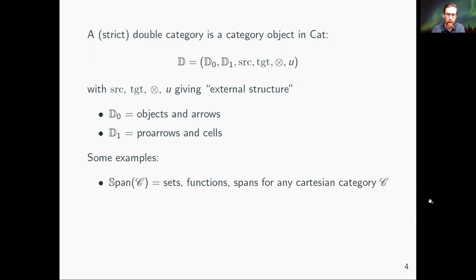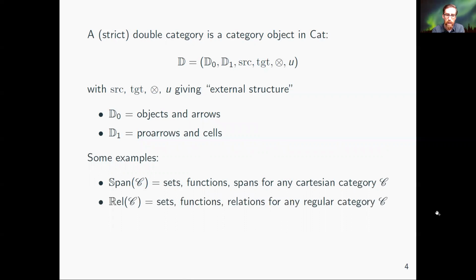So for example, for any Cartesian category, we can form a double category of sets, functions, and spans in that category. For any regular category, we can form a double category of sets and functions with relations as the pro arrows. And finally, there is the double category of profunctors, which is given by ordinary categories, functors, and profunctors.